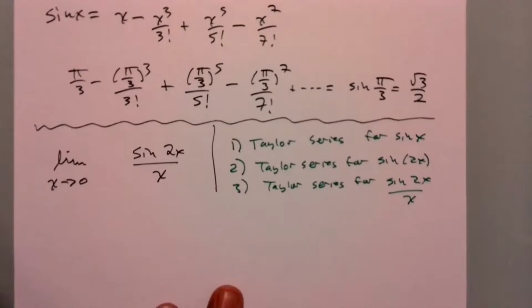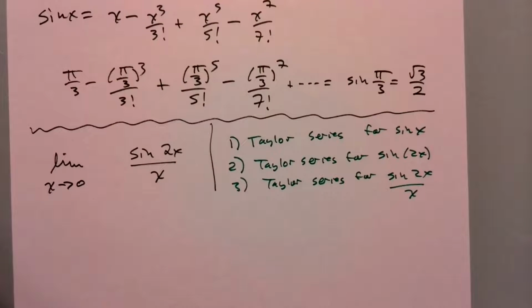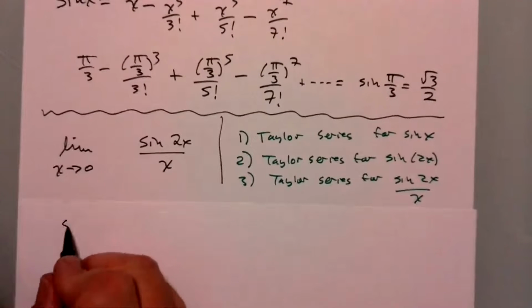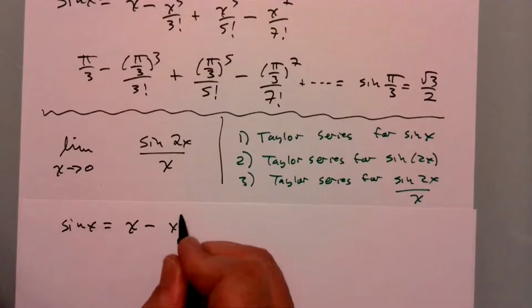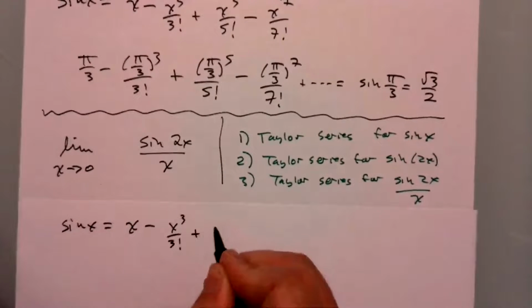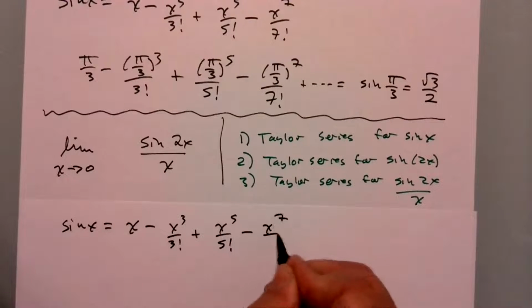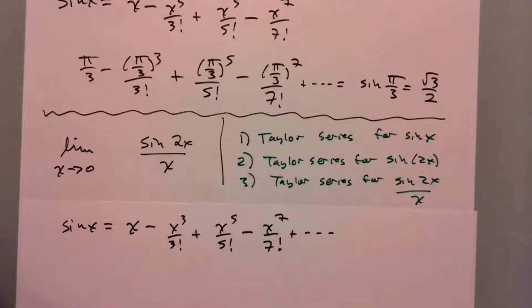So the limit as x goes to 0 of sine 2x over x. So you can see the strategy that I laid out for you. Taylor series for sine x is step 1. Sine x equals x minus x cubed over 3 factorial plus x to the 5th over 5 factorial minus x to the 7th over 7 factorial plus dot, dot, dot. That's probably good enough for us.